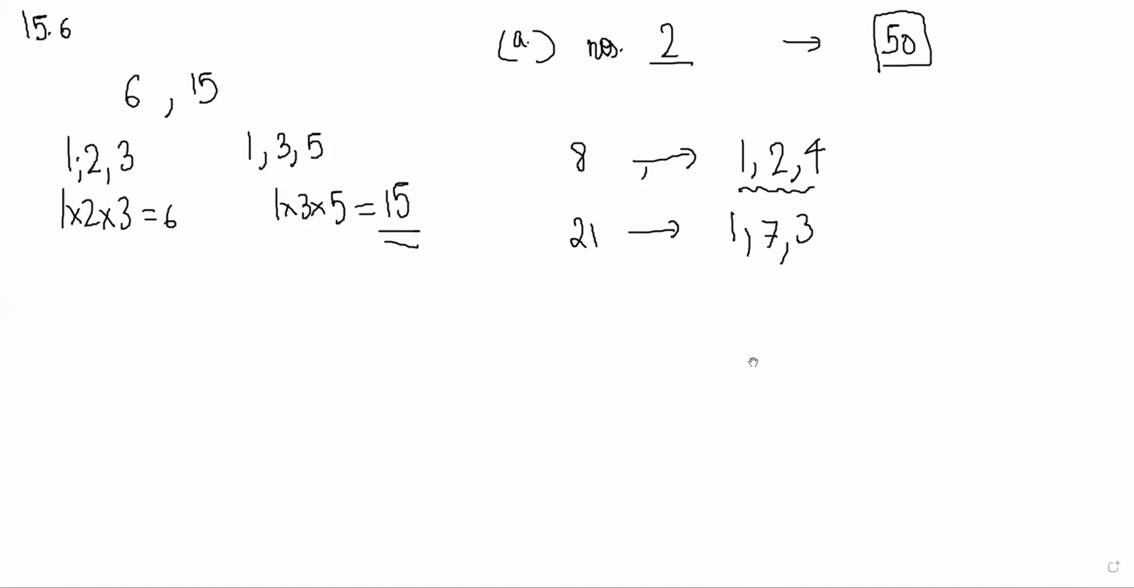26, 2 into 13, 1 to 13. Okay. Okay, maybe it is correct. 34 is coming in. 17 into 2. 1 to 17. Okay. Oh, okay. I thought, why are you getting this idea?